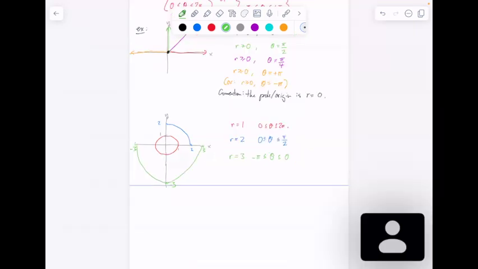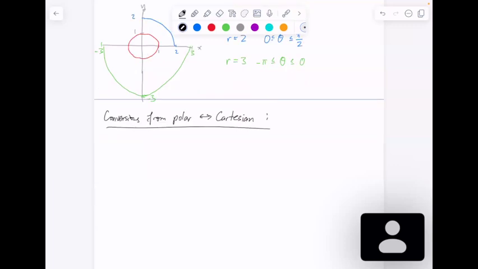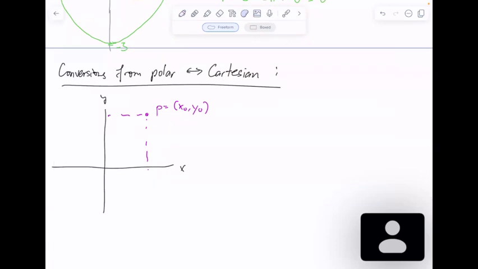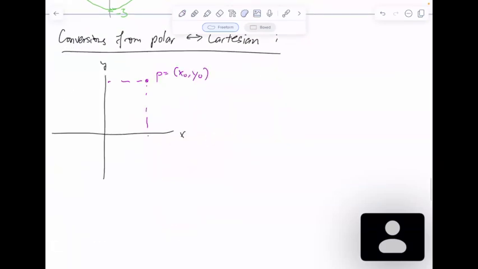Let me give you the conversions, all right? So how to convert from polar to Cartesian. Let me draw another picture, lots of pictures here. So here's P, and in Cartesian coordinates it has coordinates x0, y0. All right, so that's what P is. Let's make this a bit bigger.